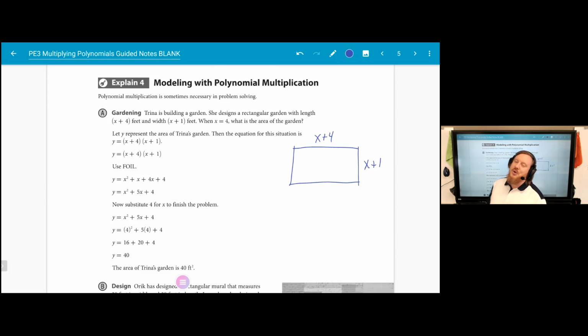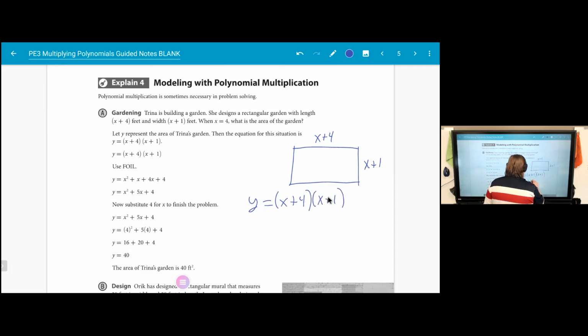Now, you do need to do the distribution first before you plug that in. Otherwise, you could just say, well, put 4 in there and put 4 in there and solve. No, I want you to do this out first. It says use FOIL. I would like you to use distribution. And again, area is length times width, or x plus 4 times x plus 1.